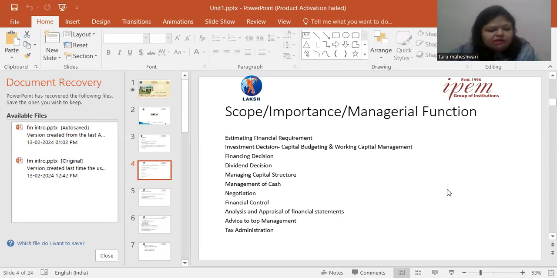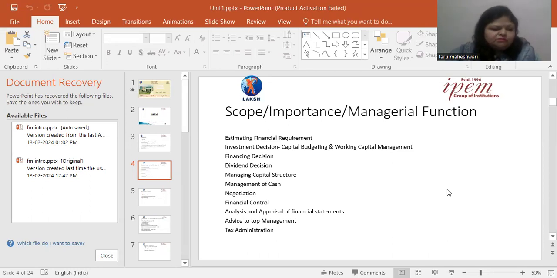The next function is analysis and appraisal of financial statements. The company has not only to produce the financial statements, but also to analyze them by taking ratios into consideration, as well as whatever project the company is taking, whether they are profitable or not, which can be judged from the financial statements of the companies.